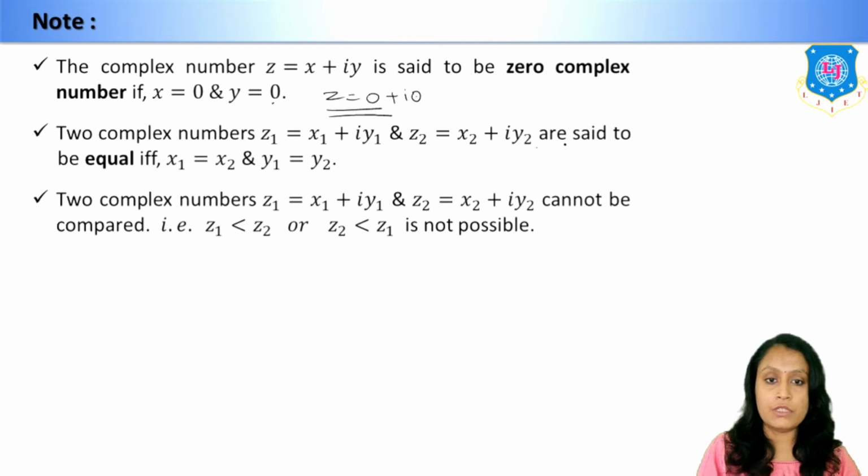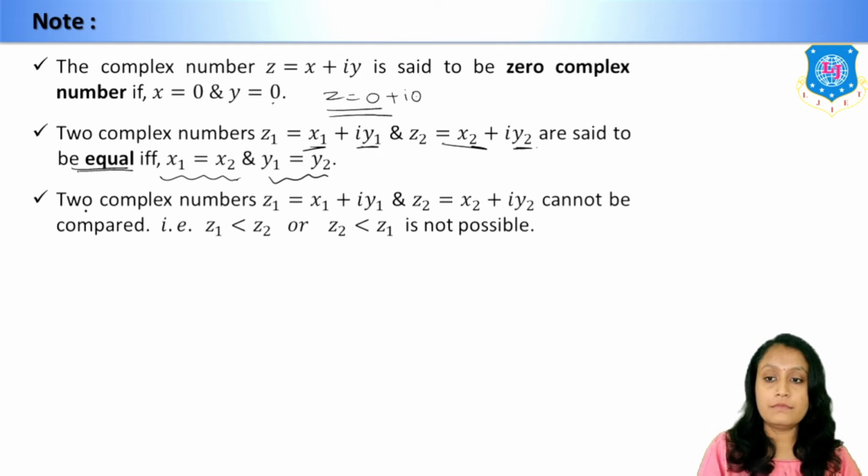Now two complex numbers z1 is equal to x1 plus iy1 and z2 is equal to x2 plus iy2. These two complex numbers are said to be equal if and only if x1 is equal to x2 and y1 is equal to y2. If the real parts are same and if the imaginary parts are same, then we can say that both the complex numbers are equal.